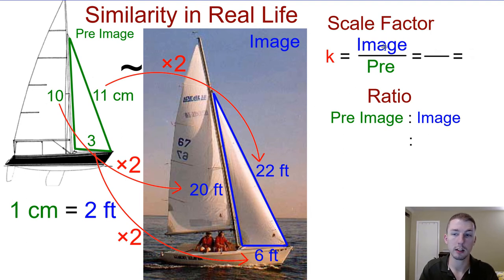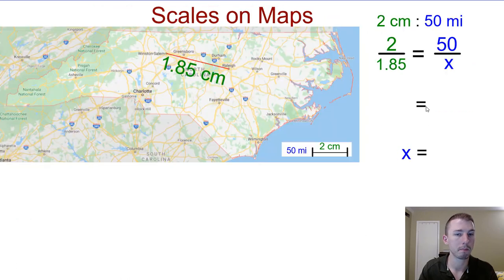So our scale factor is the image divided by pre-image, so 22 divided by 11, or 2 divided by 1 if we're doing the ratio down here, which is just going to be 2. And our ratio from our pre-image to our image is 3 to 6 or 1 to 2 if we're just using the thing that they gave us. So 1 centimeter to 2 feet, and that's already reduced, and that's reduced as well, so good to go.